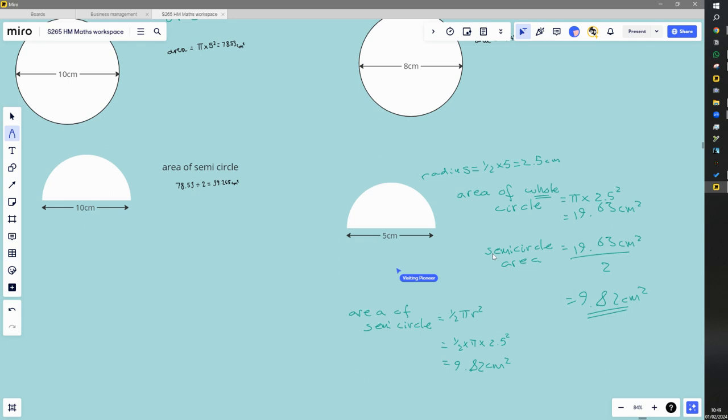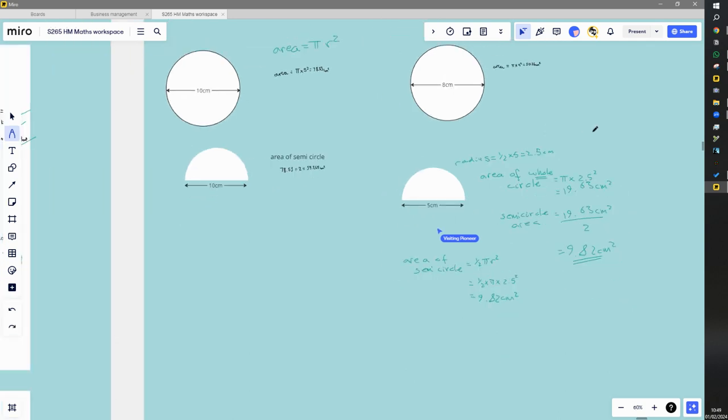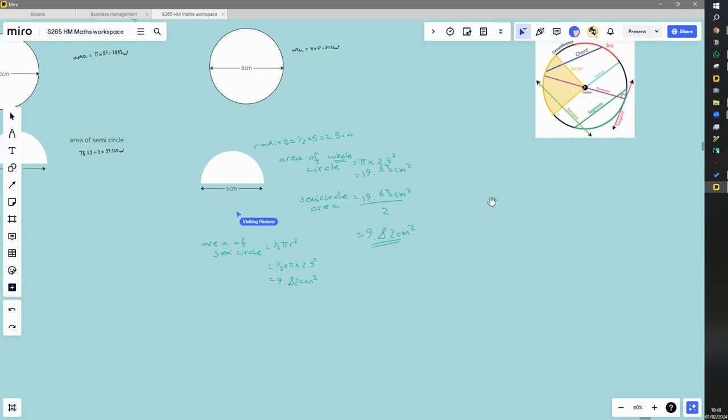We could look at perimeters of semicircles, and when we do, we have to just remember to take the circumference of the whole circle and then halve it. But then we also have to remember to add this bit at the bottom, because that's part of the perimeter of a semicircle. Let's stick with areas for the moment, though, and I want to look at sectors as well.